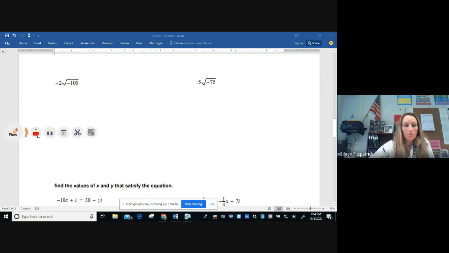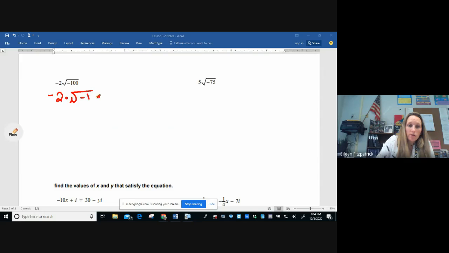Okay. So for the next example, same kind of setup as what I was doing above. I'm going to break it apart. Root 2 times square root of -1 times square root of 100. All right. -2 times i times 10. You're going to multiply the -2 and the 10 together to get -20i.